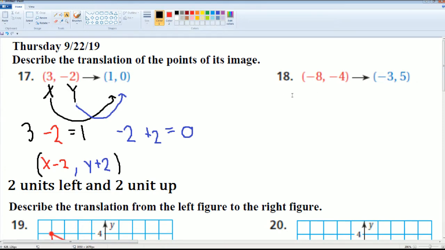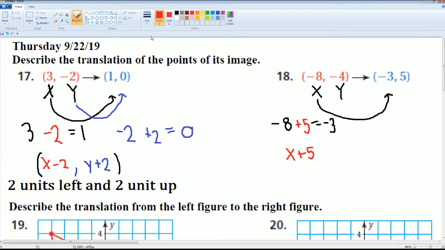Again, please notice that this is x and this is y. Alright, x. It goes from -8 to -3. So it starts from -8, then it became the number -3. What happened? Did we add or subtract? We had to add 5, because -8 plus 5 is -3. Plug it in your calculator if that doesn't make sense. So x plus 5.